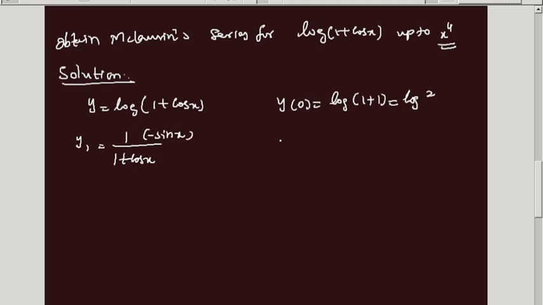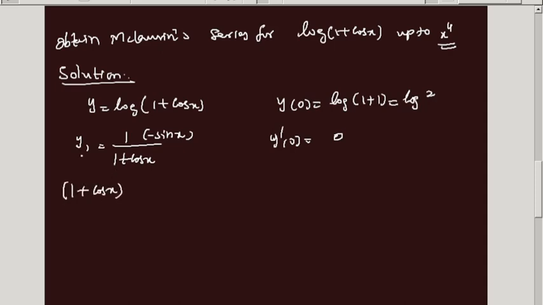So we substitute the value here, y dash of 0 or y1 of 0. If we substitute 0 here, numerator sin 0 is 0, so we get the answer 0. Here, instead of applying the quotient rule, we cross multiply and apply the product rule. So it will be a little bit easy.